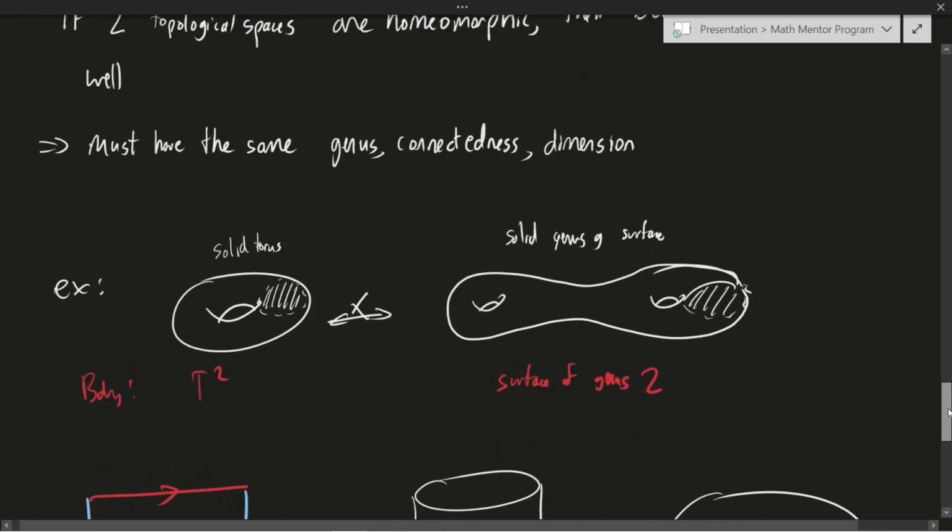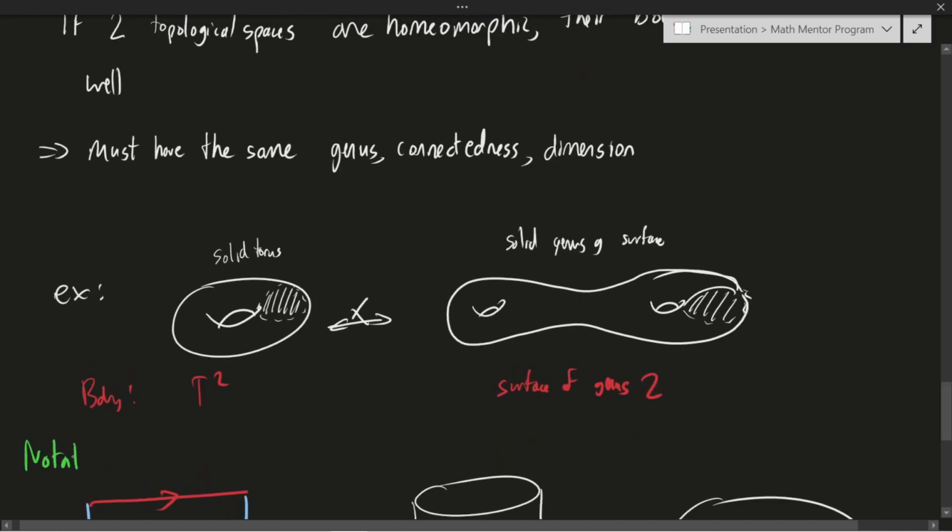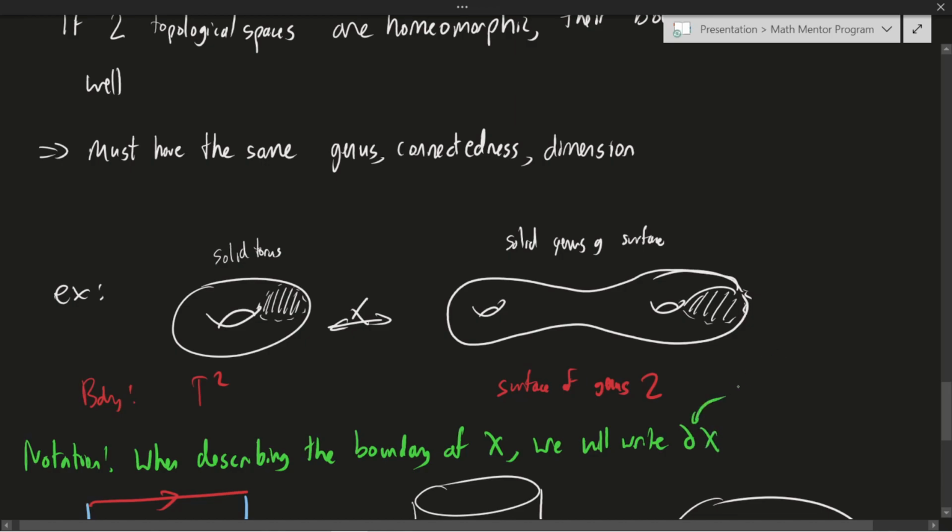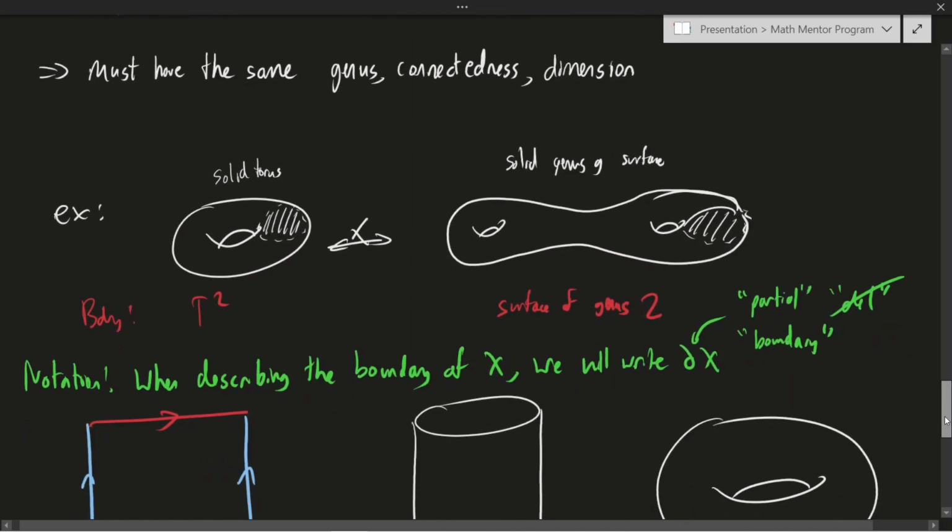And just notation, by the way, usually when describing the boundary of X, we will write this little curly d X, right? Now this thing here is commonly referred to as a partial. I've also seen people call it del, but I prefer not to use this terminology. I'll usually say partial, or I'll say boundary, to be very explicit. There is a reason why this particular symbol is chosen, but that's far beyond the scope of what we're trying to do in this program.